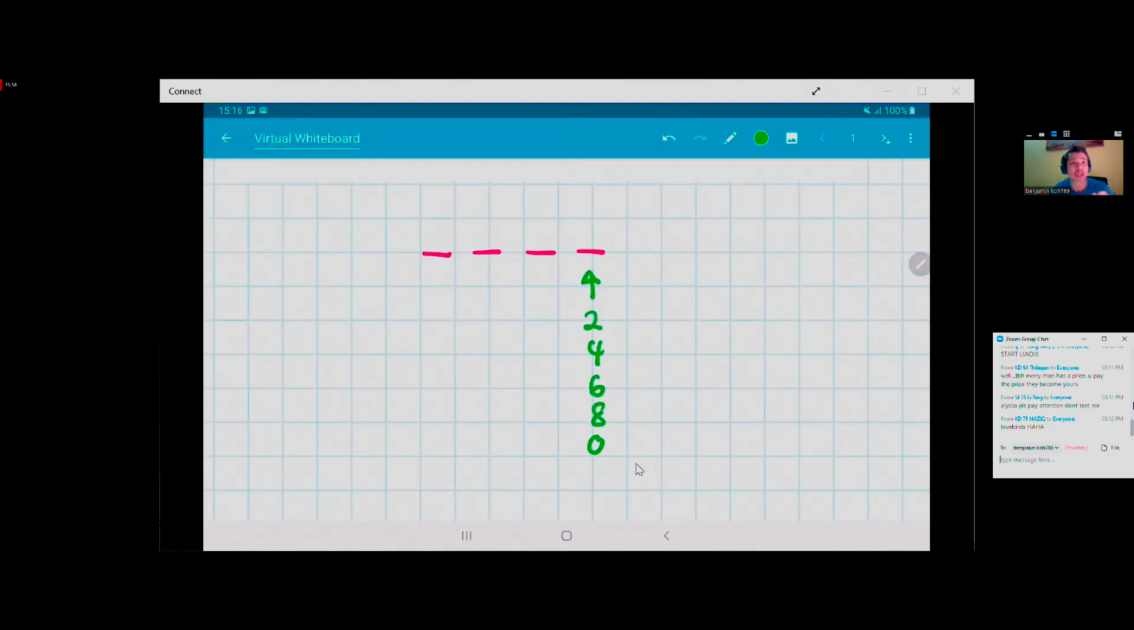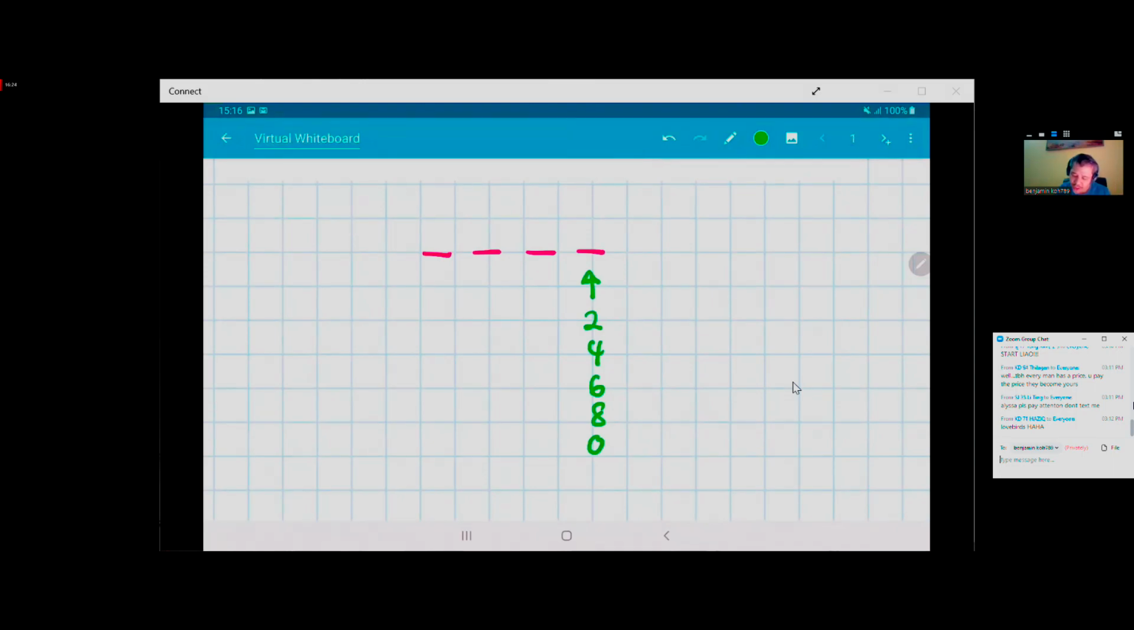Boleh faham tak? So any number, doesn't matter how big the number is, as long as the last number is 2, even number. Last number is 4, even number. 6, 8, and even 0, we call that even number, nombor genap. Boleh faham tak? So nombor genap ialah nombor di mana the last number must be either 2, 4, 6, 8, or 0. But here's the problem.